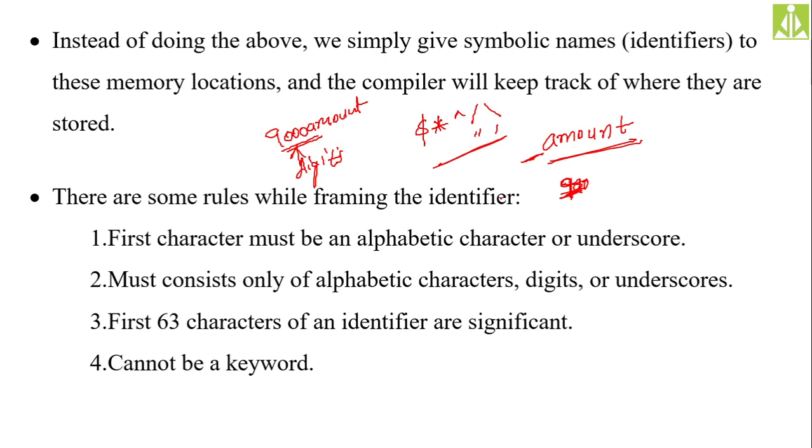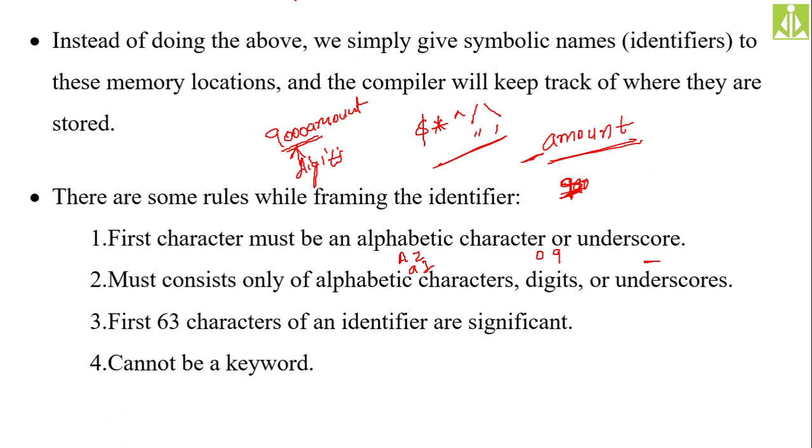What is allowed? Alphabetic characters, that is capital A to capital Z and small a to small z. Then digits, 0 to 9. Then the underscore symbol. Only these things are allowed when you are giving the identifier. The rest of the special characters, like brackets, curly brackets, square brackets, parentheses, angular brackets, are also not allowed when you are framing the identifiers.